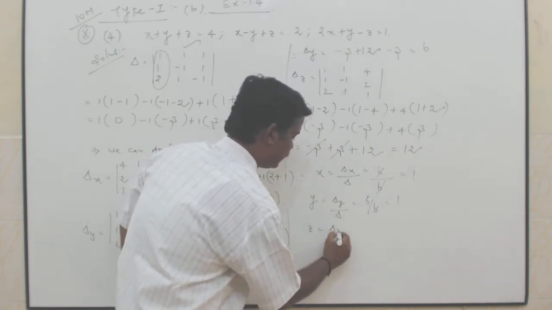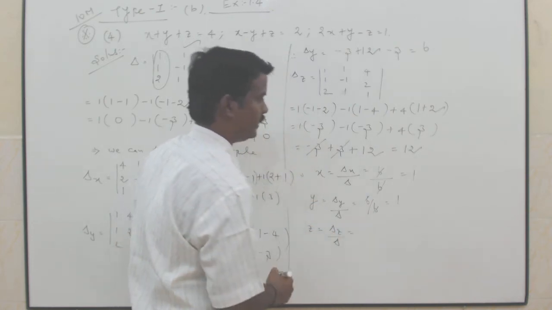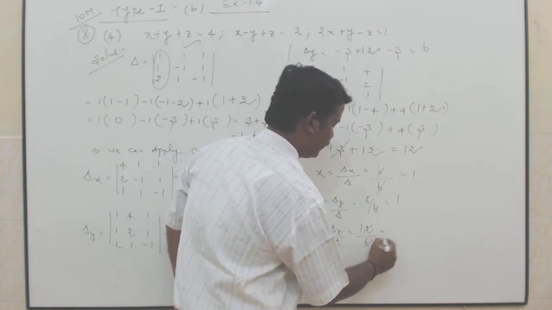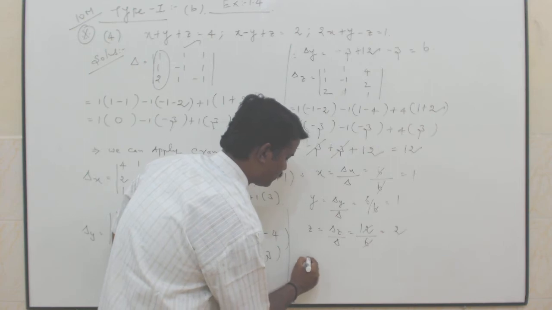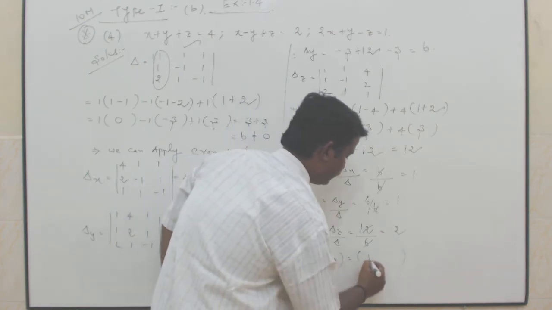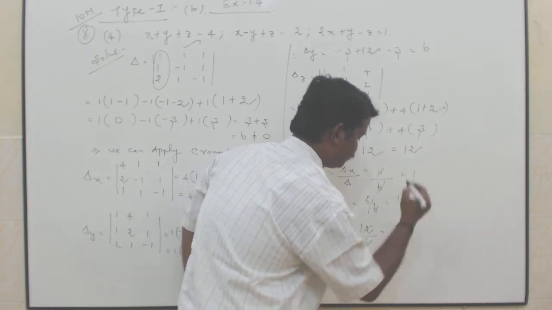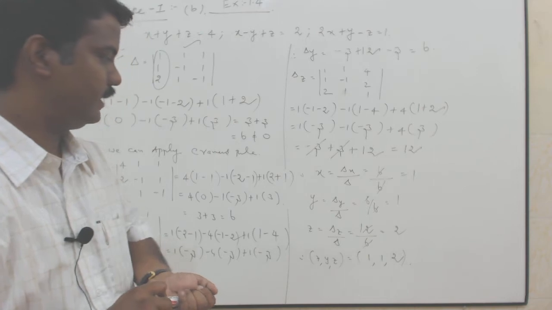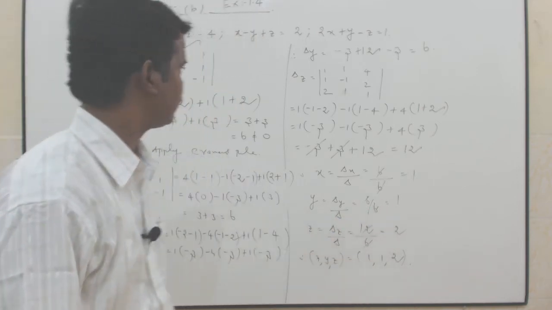Z is delta z by delta. What is delta z? It is 12 by 6. What is 12 by 6? 2. So therefore, the solution set x comma y comma z is 1 comma 1 comma 2. So that is the answer. This is also very very important, 10 marks, right?